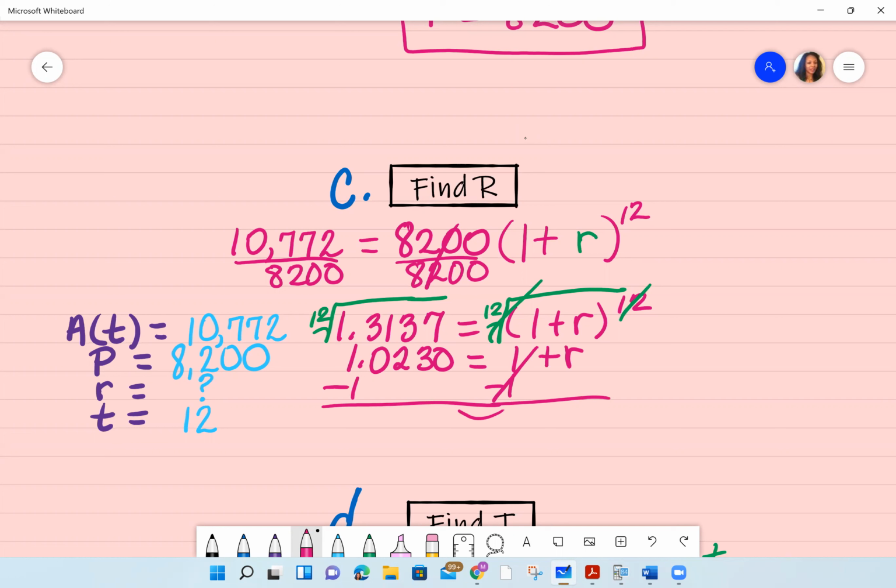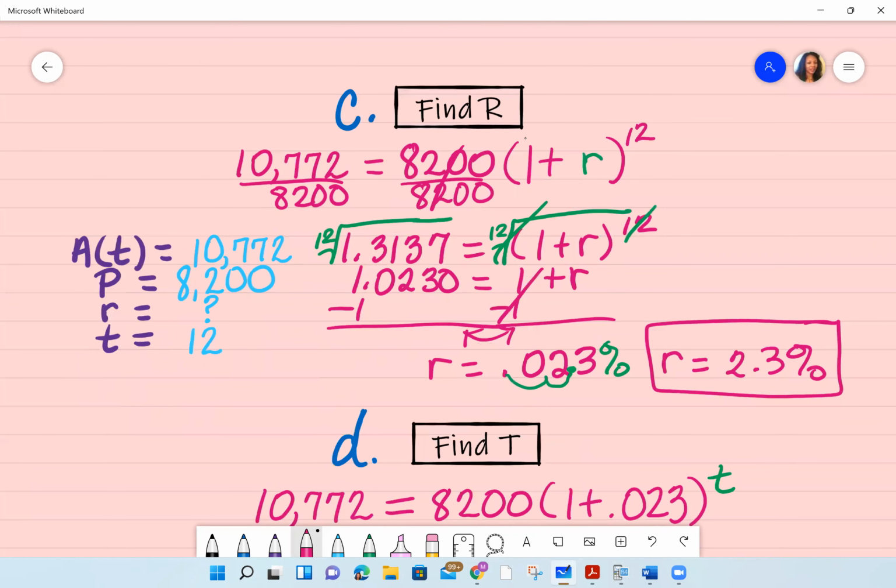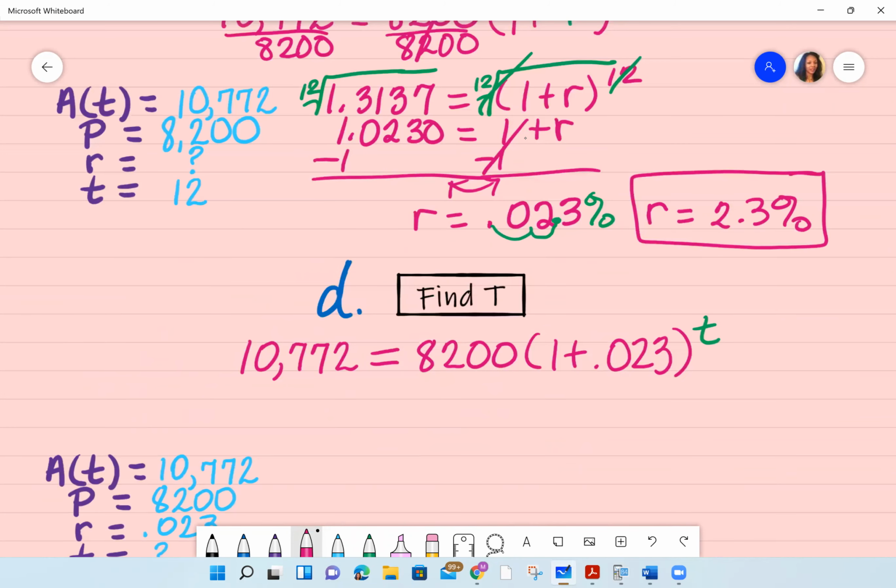I'm just going to swap it around. R is equal to 0.023. But since we're talking about the rate, again, I have to convert it back to a percentage. That means I'm going to move this decimal over 2 places, and I'm going to add a percent sign. So what that looks like is R is equal to 2.3%. Again, we already knew this from our first scenario. I'm just using the same scenario, showing you different variables.